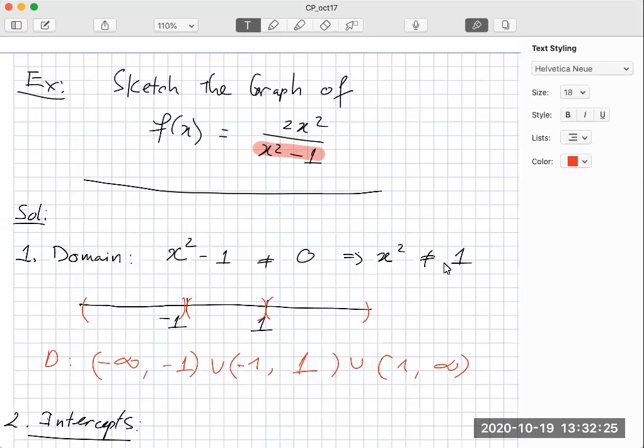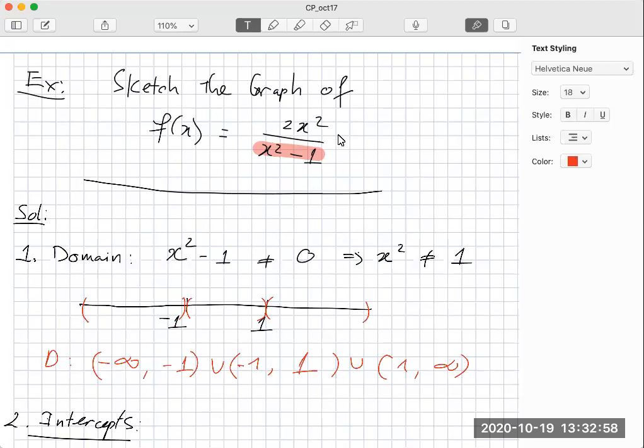So in order to sketch the graph, look at the notes. We need to follow the steps. First, we need to find the domain of the graph, right? Second, we need to find the x-intercepts and y-intercepts. How can we find the x-intercepts? Yes. How can we find the y-intercepts? Yes, set x equal to 0, right?